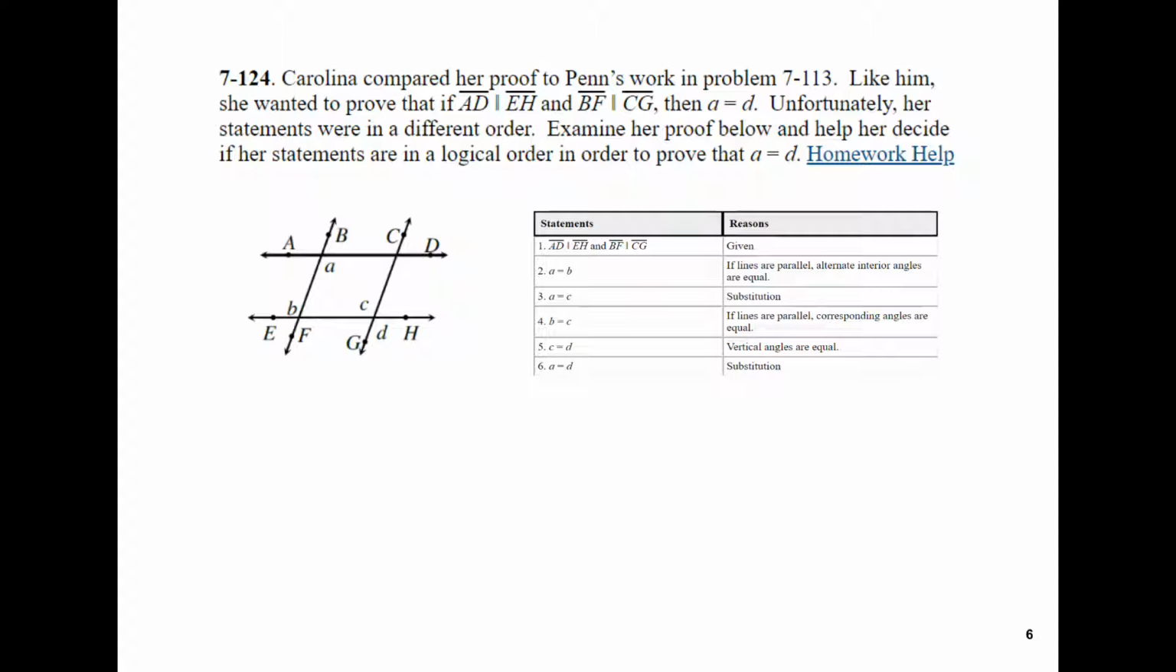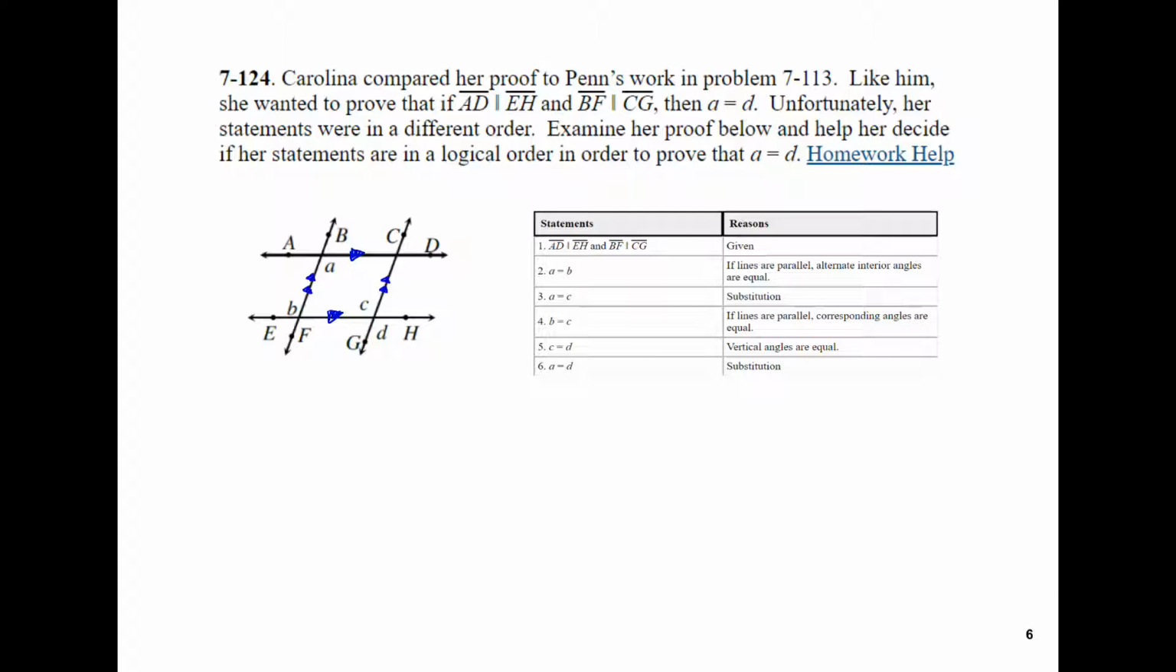7-124, Carolina compared her proof to Penn's work in problem 7-113. Like him, she wanted to prove that if line segment AD is parallel to line segment EH, and BF is parallel to CG, unfortunately, her statements are in a different order. Examine her proof to help her decide if her statements are in a logical order to prove that angle A is equal to angle D.